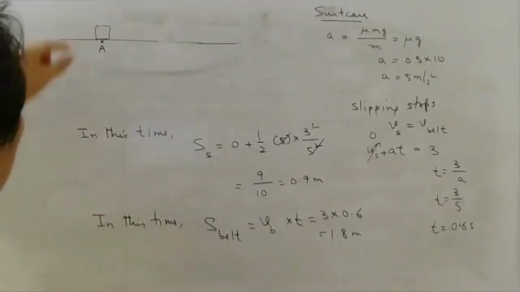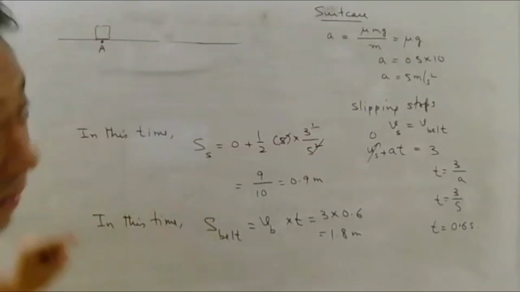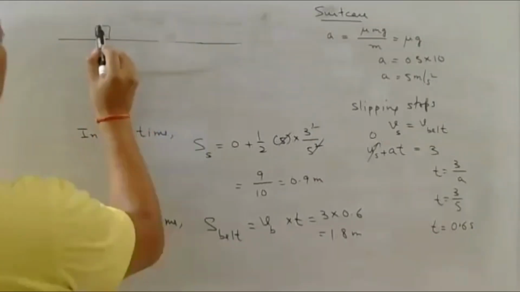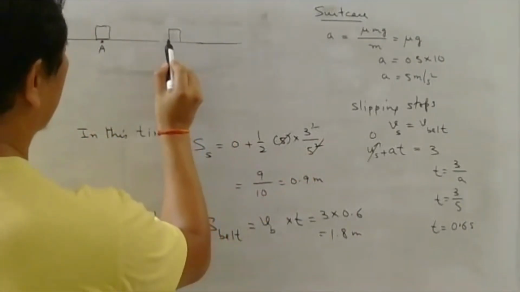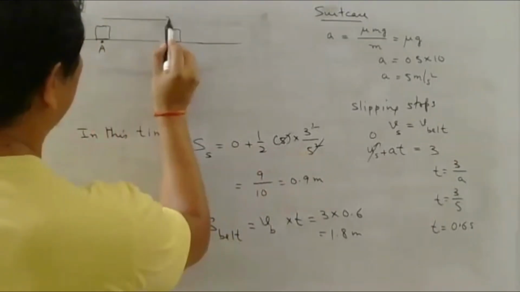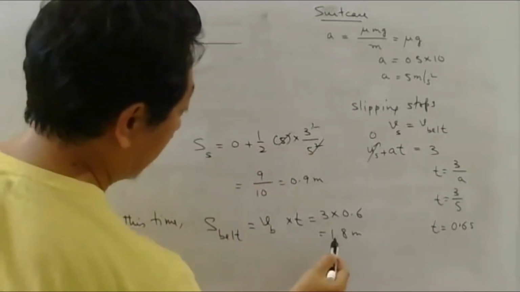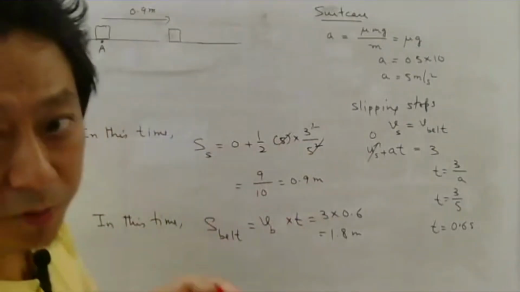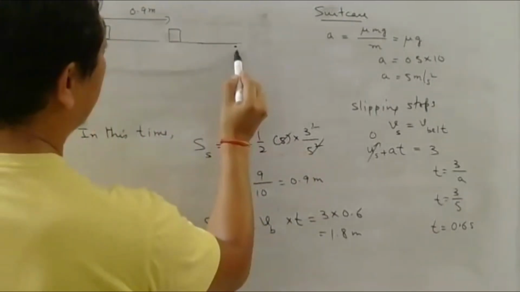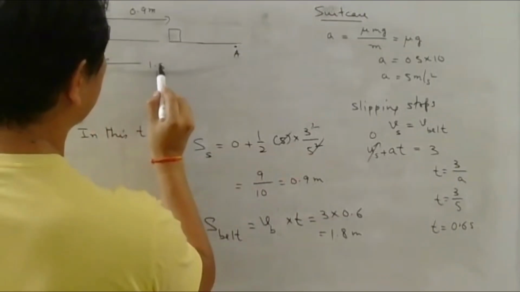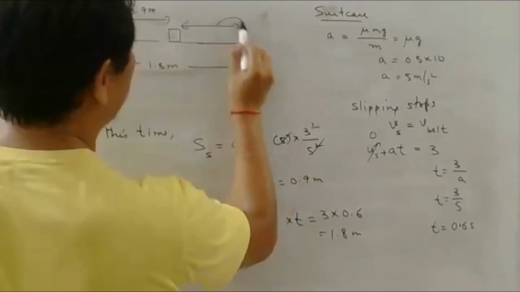So at time 0, the suitcase was kept just above this point of the belt, let's say. Then by the time the slipping stopped, the suitcase traveled 0.9 meters and the belt traveled 1.8. So every point of the belt will travel 1.8. So this point of the belt will be here. So how much slipping happened? This much is the slipping which happened.